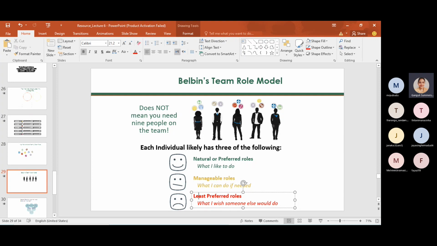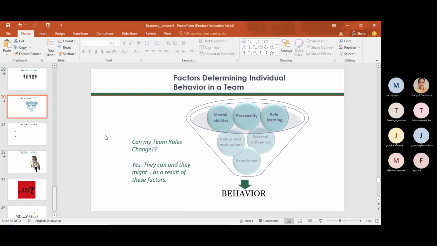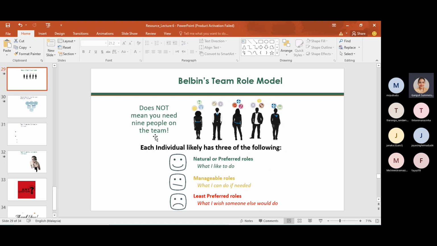And least preferred roles means the roles that you would never like to do. What I wish someone else would do. So the least preferred roles are the roles that you do not like to do. So every single person has these three types of roles.